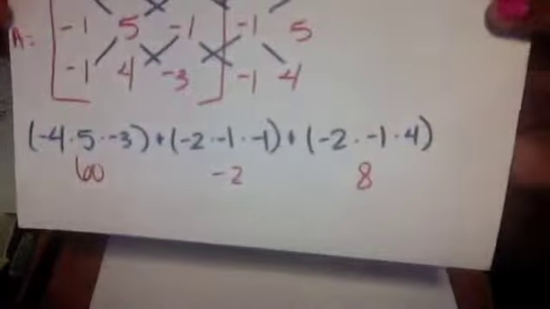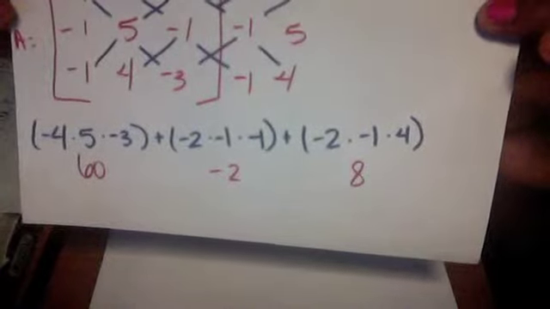So now we're going on to solving the second part, which is the purple lines. Alrighty, okay, so now you have -2 times -1 times -3 minus -4 times -1 times 4 minus -2 times 5 times -1.